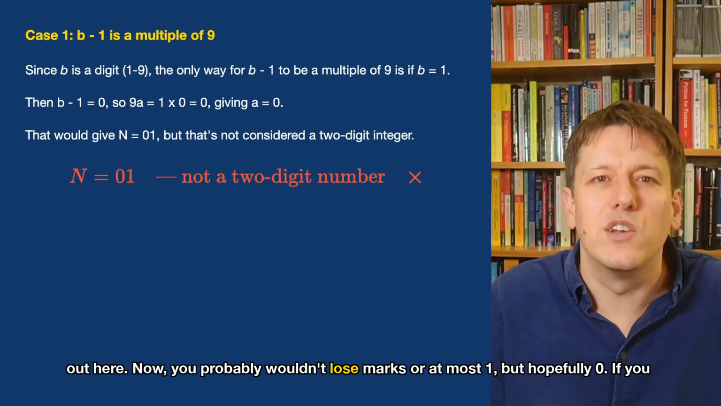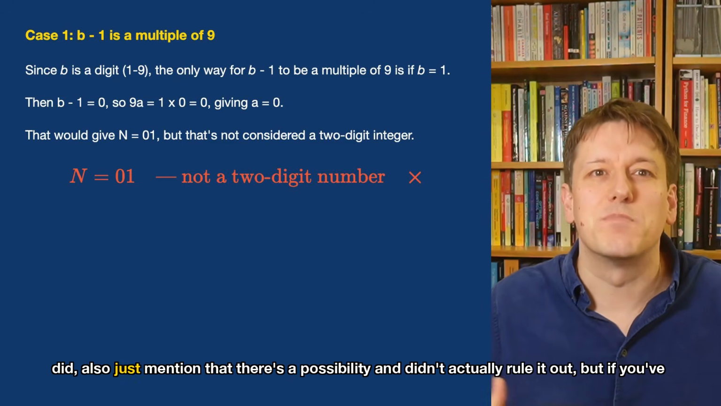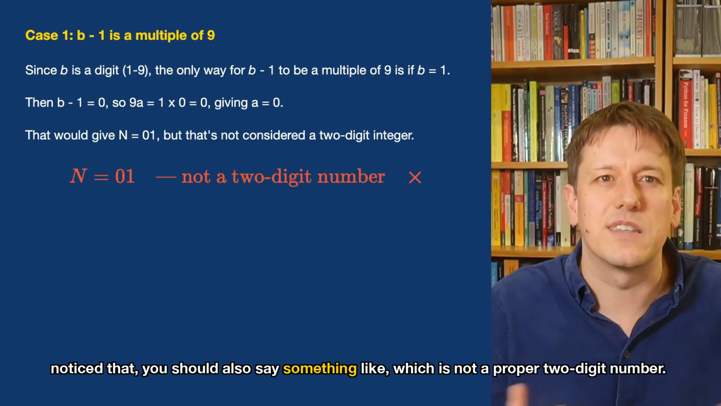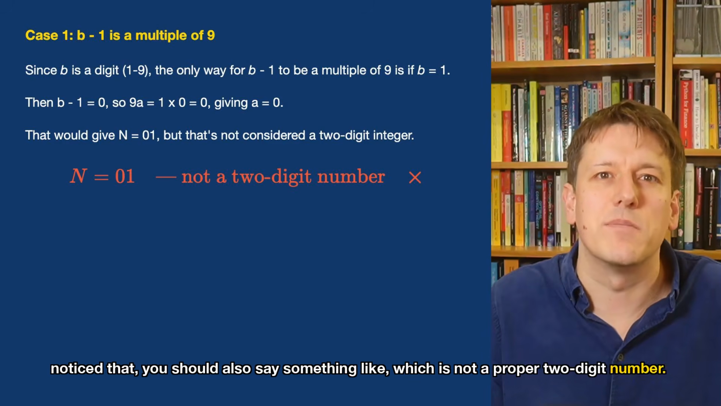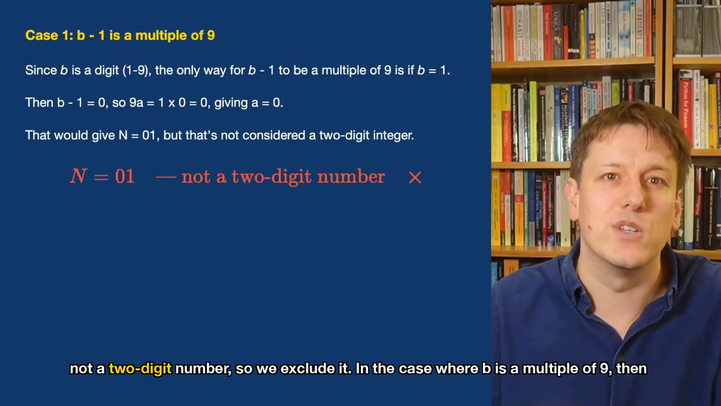Now you probably wouldn't lose marks, or at most 1, but hopefully 0, if you did also just mention that as a possibility and didn't actually rule it out. But if you've noticed that, you should also say something like, which is not a proper 2-digit number. It does technically satisfy the conditions of the question otherwise, but it's just not a 2-digit number, so we exclude it.